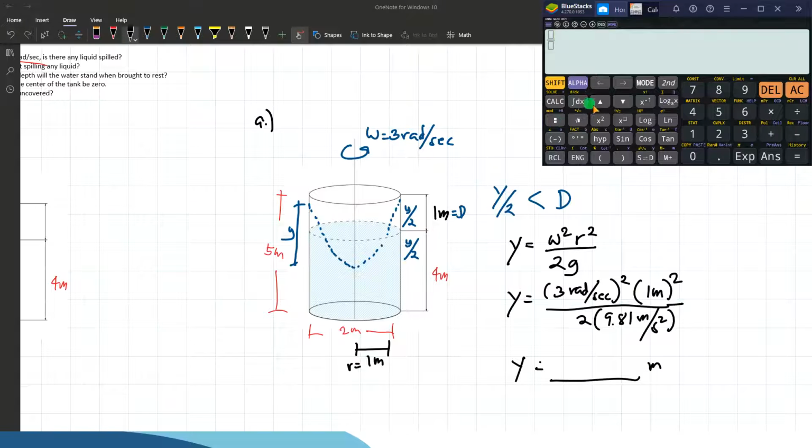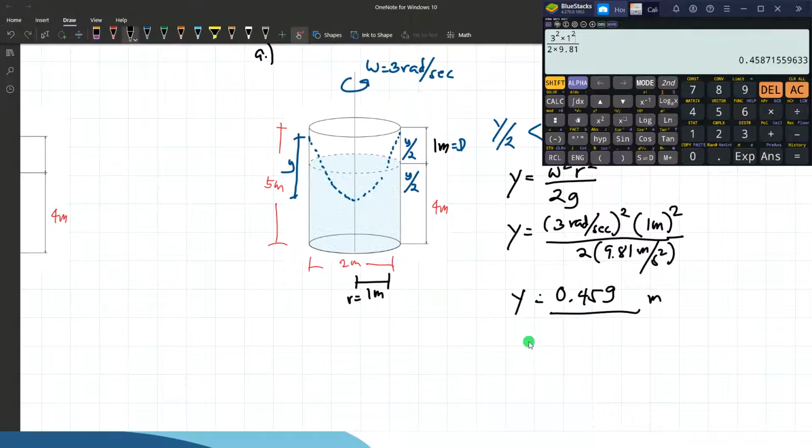So we have 3 squared times 1 squared, sorry, 3 squared multiplied by 1 squared, which is just 1, divided by 2 times 9.81. Okay, W squared R squared over 2G. So the answer for y is 0.459, if we round off to the third decimal place.